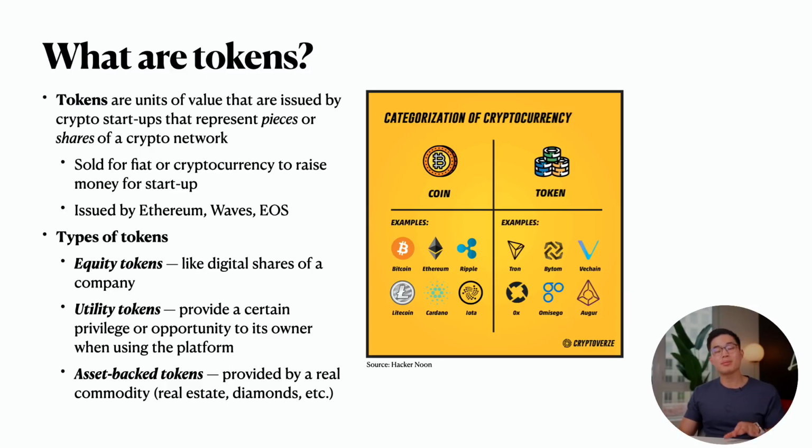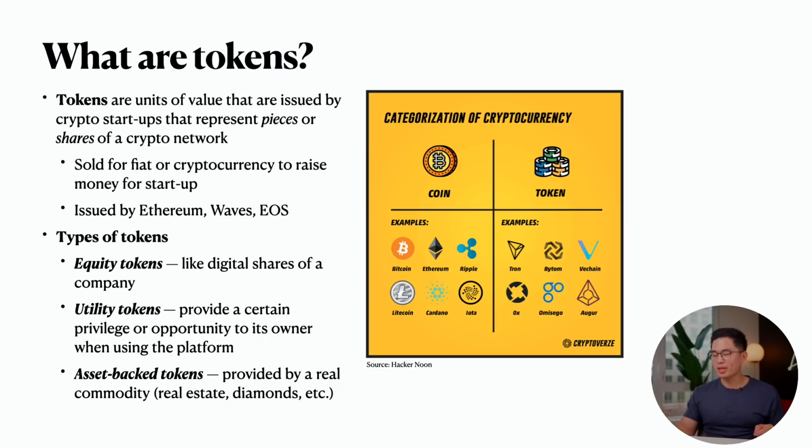Now there are a few different types of tokens. The first one being equity tokens. These are like digital shares of a company. The second is utility tokens. These provide a certain privilege or opportunity to the owner. And then you have asset-backed tokens, and these are backed by a real commodity, for example, diamonds or real estate.